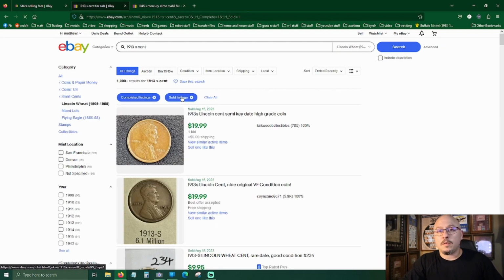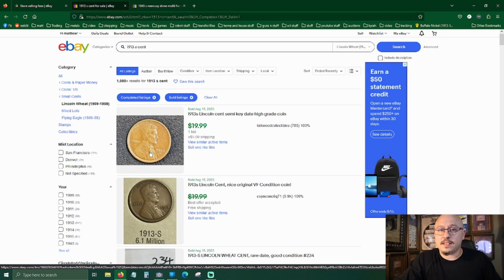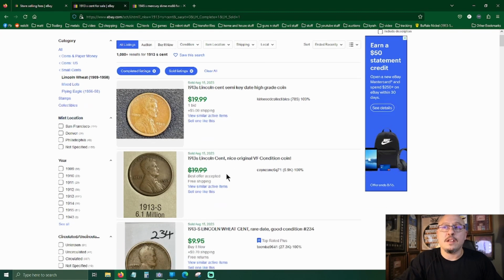So now what we're looking at is all of the recently sold listings for 1913 San Francisco Mint wheat cent and the prices they've sold for, and hopefully, assuming the seller took correct pictures, we get an idea of what that coin looks like and the condition that it's in. So here's one. Doesn't look too bad. You might be able to find something like this in a bankroll, and it went for $20 plus $5 shipping. So that gives you an idea.